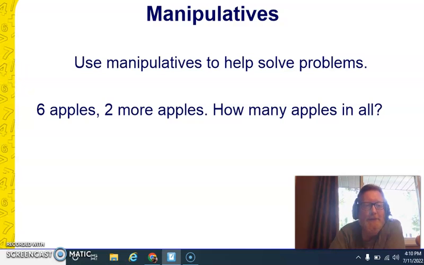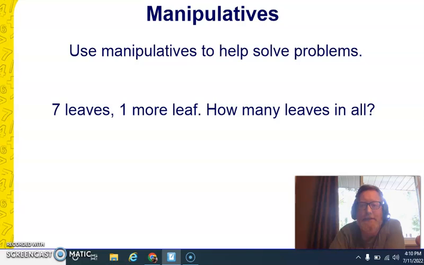All right, you ready to try another one? Same thing. This time I want you to pick 7 objects and then add 1 more object and count the total. The word problem is, if you have 7 leaves and 1 more leaf, how many leaves in all? Count 7, then count 1, then put them all together and count how many you have in all. Pause this, find the answer. All right, we're back. Did you get 8? I hope so. If not, try counting again.